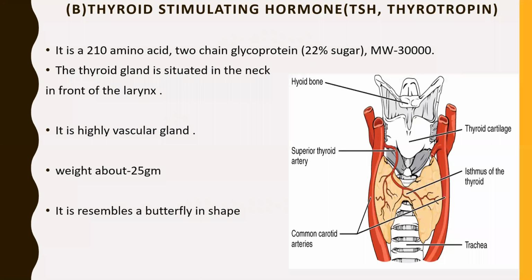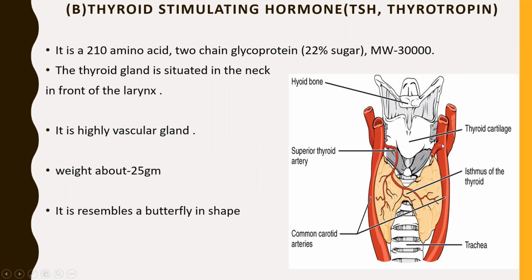Then in thyroid gland, thyroid stimulating hormone TSH and thyrotropin. Thyroid stimulating hormone consists of 210 amino acids, 2-chain glycoprotein and 22% sugar and molecular weight about 30,000. The thyroid gland is situated in the neck in front of larynx. It is a highly vascular gland, weight about 25 gram. It resembles a butterfly in shape.